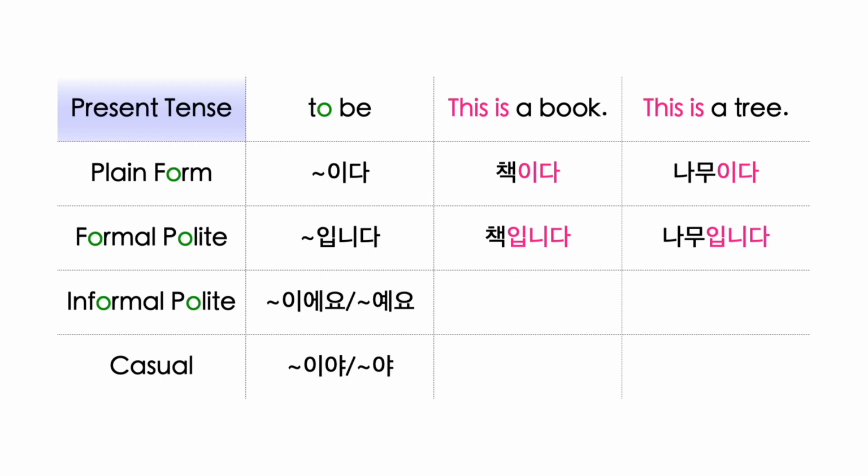this is a tree is 나무입니다. The informal polite form is 이에요 when the preceding word is a closed syllable, or 예요 when the preceding word is an open syllable. 책이에요, 나무예요. To say it casually, you say 책이야 and 나무야.